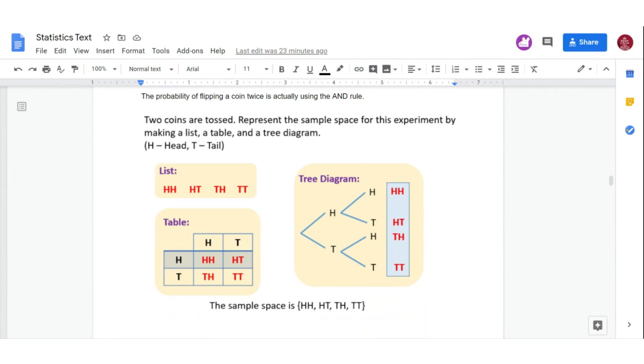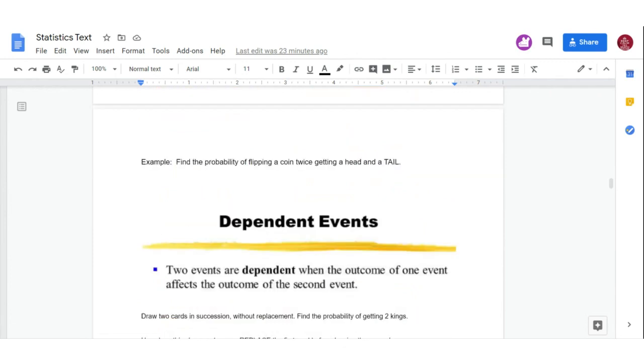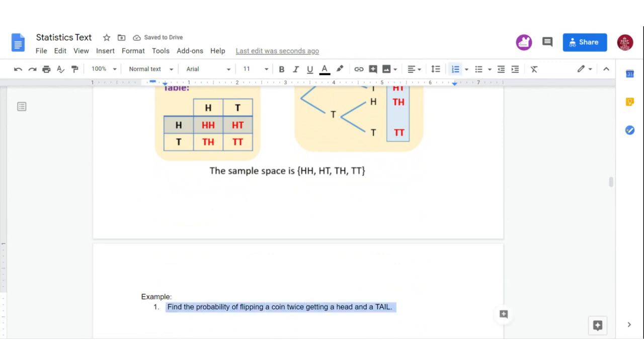So therefore, what we end up doing when we talk about something like this, let's just go ahead and look at this. Find the probability of flipping a coin twice and getting a head and a tail. All right, you can kind of see it on the sample space, but let me just show you how the multiplication works.